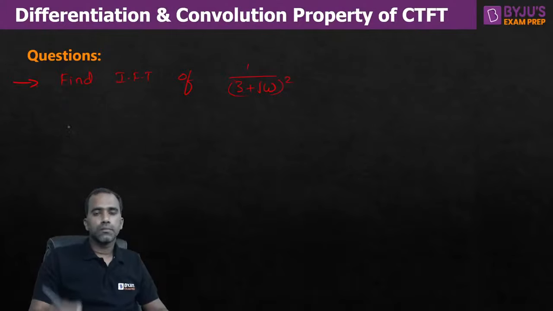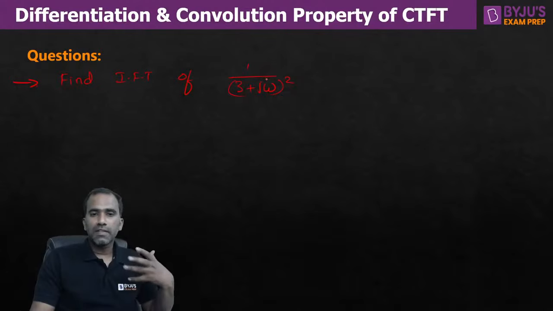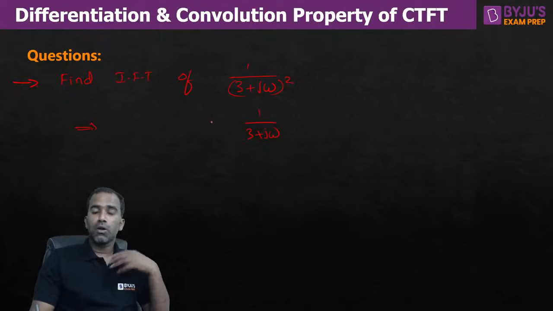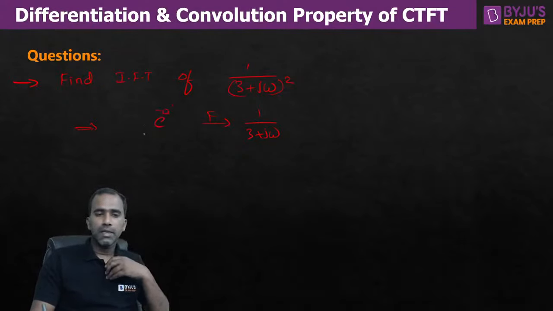How about this one? Looking at this one, how do we get the idea? Just think in the same manner that I'm doing. So you might have seen 1 by 3 plus j omega. Whatever you know in that function, don't take the total function. Take only that part of the function which you know very well. And on top of that, we'll apply the properties. 1 by 3 plus j omega, we are familiar with it. It is looking like 1 by a plus j omega, whose inverse Fourier transform is e power minus at into u of t. In this case, in place of a, we are having 3.